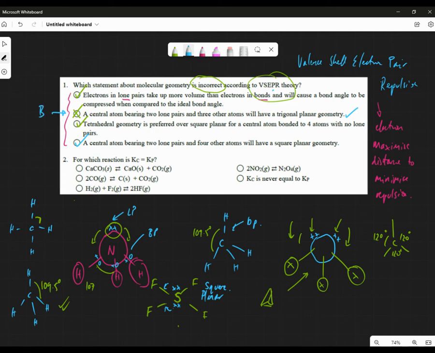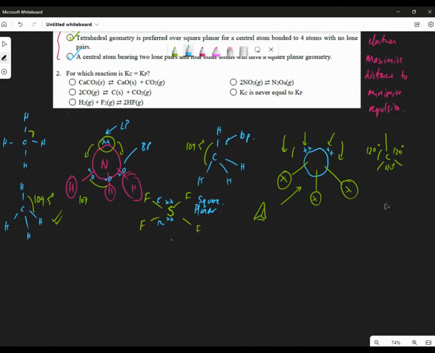For which reaction is Kc equal to Kp? Now, Kc is all about equilibria in concentrations, and Kp is when we use partial pressures. For a gas, if I increase the concentration, it is directly proportional to the partial pressure. So if I double the concentration, the partial pressure doubles. They're not equal to each other, but they're certainly linked.